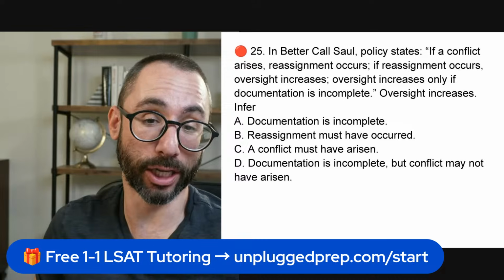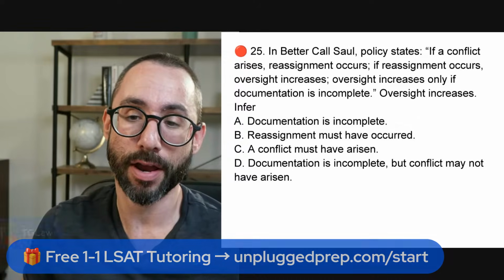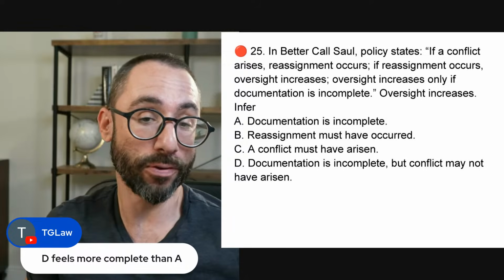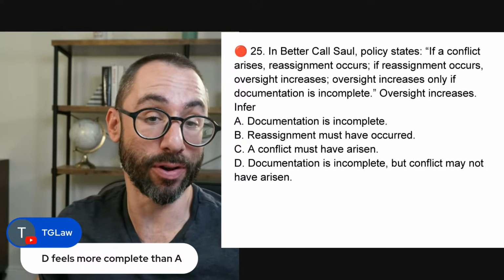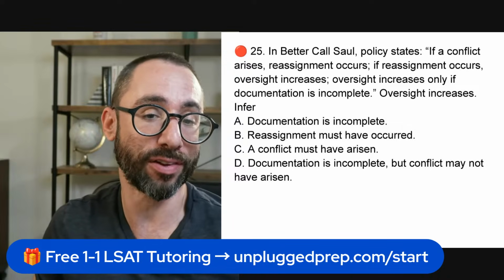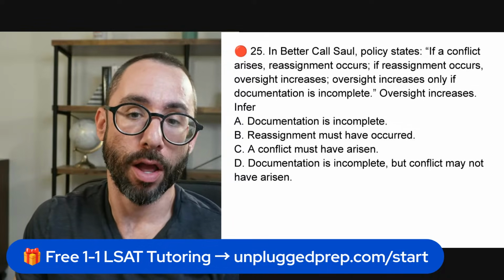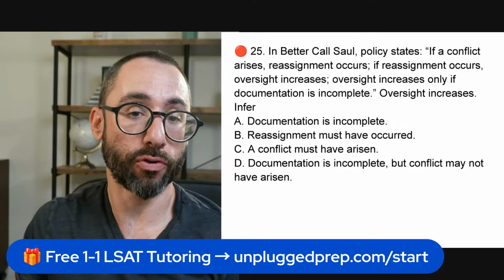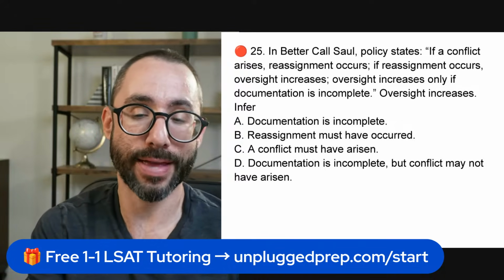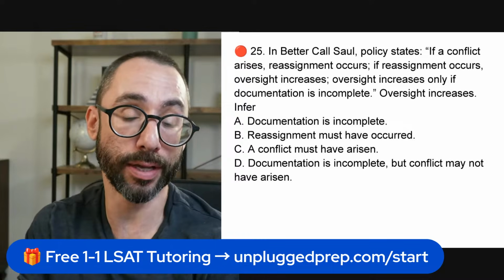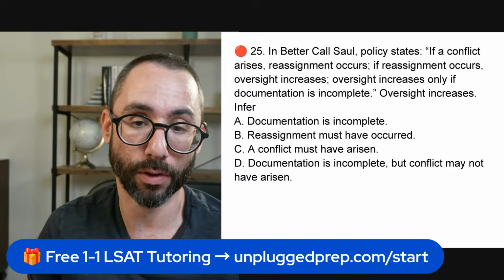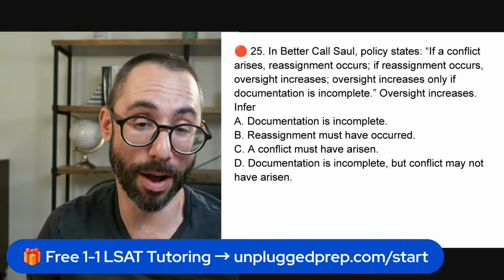I'll tell you what, both of these are technically correct, but yes, TG Law says D feels more complete than A. So bonus points if you chose D, but A is technically an inference as well. The reason that we have D there, conflict may not have arisen, reflects the additional knowledge that we don't know whether conflict was arising or not, because oversight increases only guarantees documentation being incomplete. It doesn't tell us anything about whether conflict arises or not. So I'll say you get this one counted as correct.